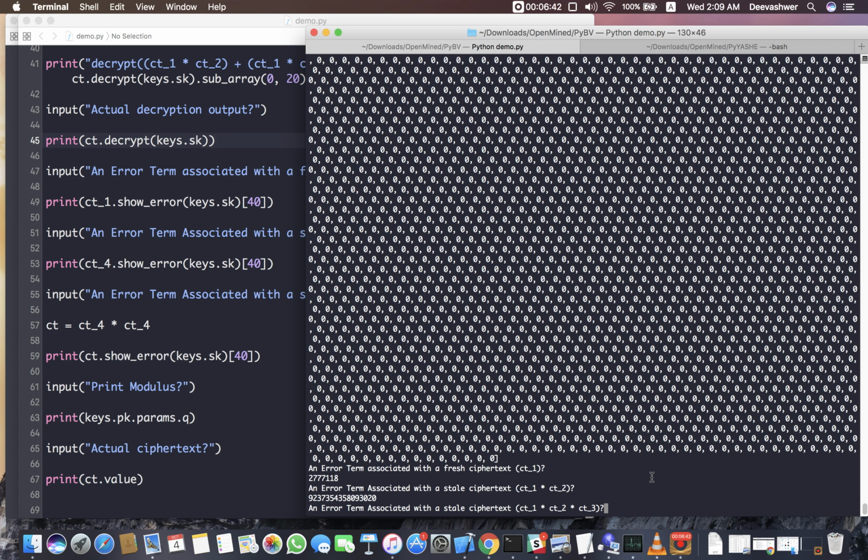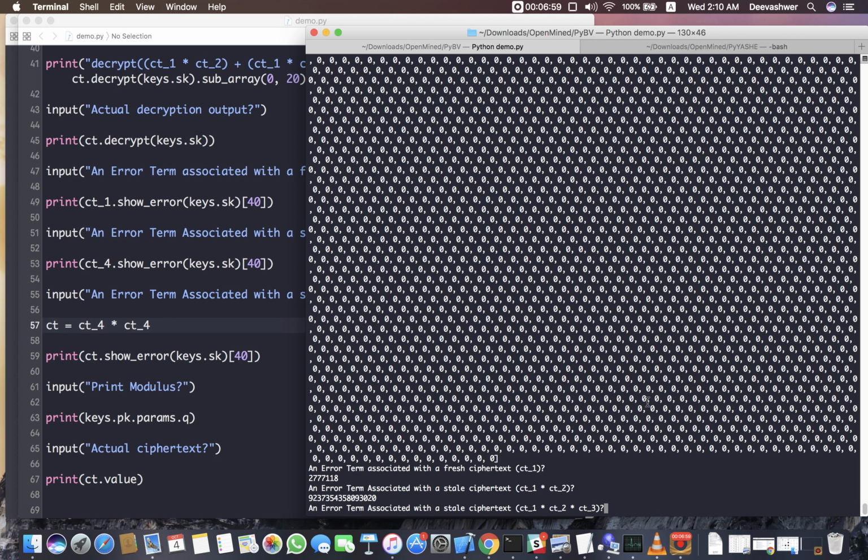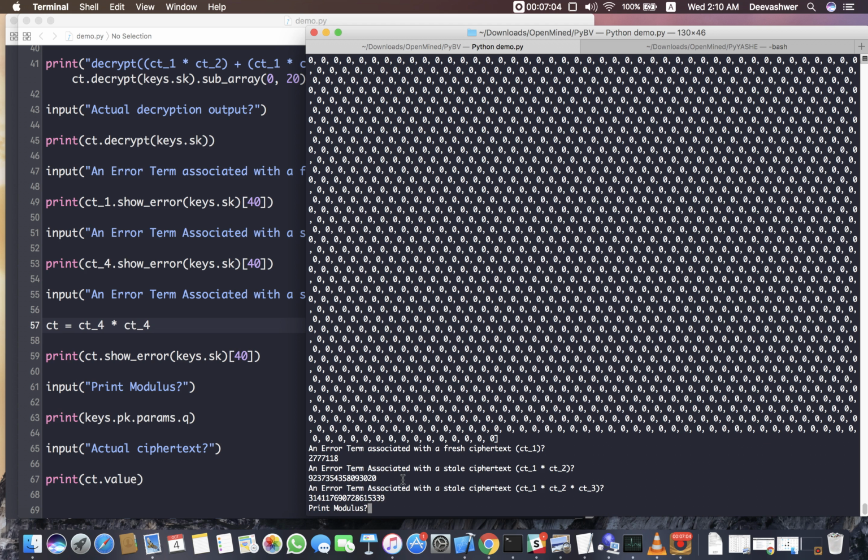Yeah, it doubled in bit size. Now let's see for ciphertext. Yeah, there's an error here. Actually, I'm multiplying CT4 with CT4, and CT4 was actually CT1 times CT2. So basically, I'm doing CT1 times CT2 times CT1 times CT2. So it was expected that the error will actually double in bit size, but it does not seem so.